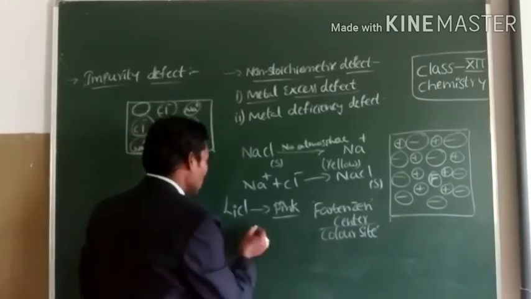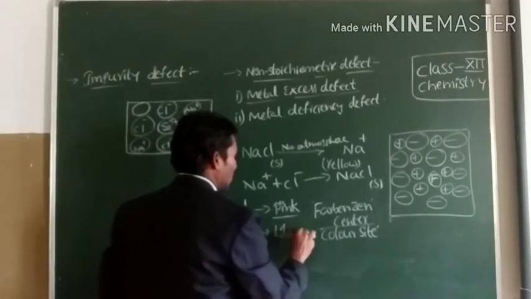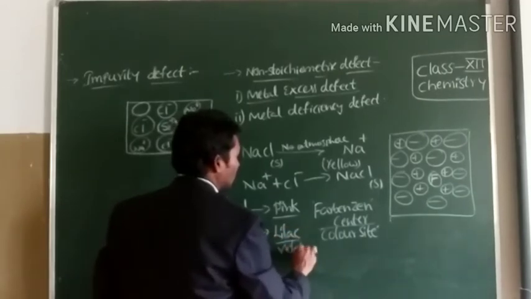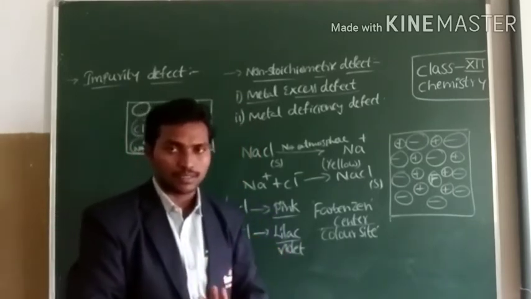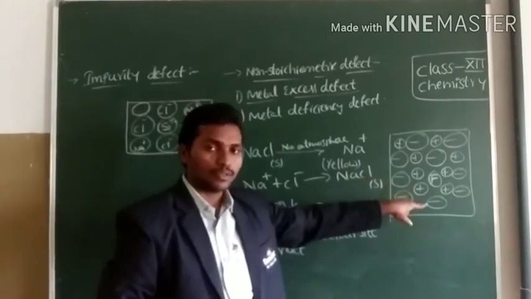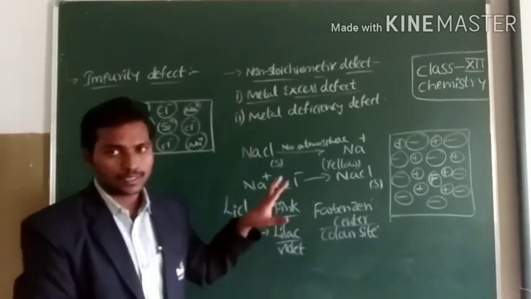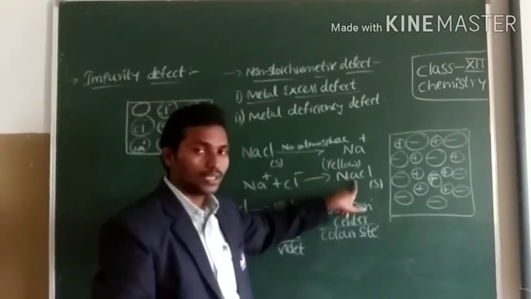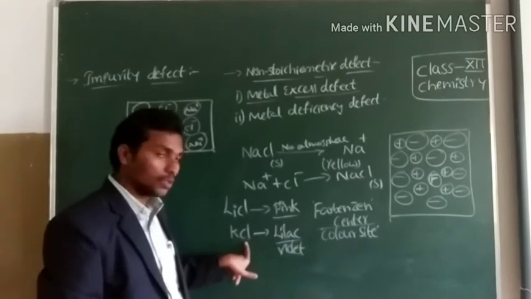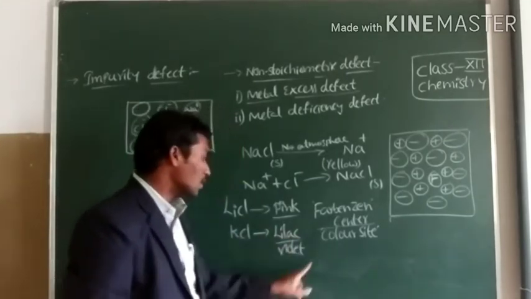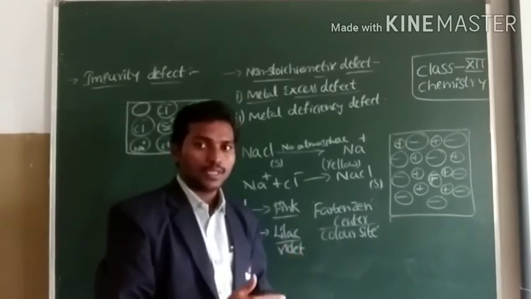And potassium chloride produces lilac or violet color radiation. Initially they do not contain any color; they are colorless salts. Due to the excitation of the unpaired electron in the crystal lattice and the excess cations present, sodium chloride gives yellow color, lithium chloride produces pink color and potassium chloride produces lilac or violet color radiation, because they absorb energy from visible light and give out radiation.